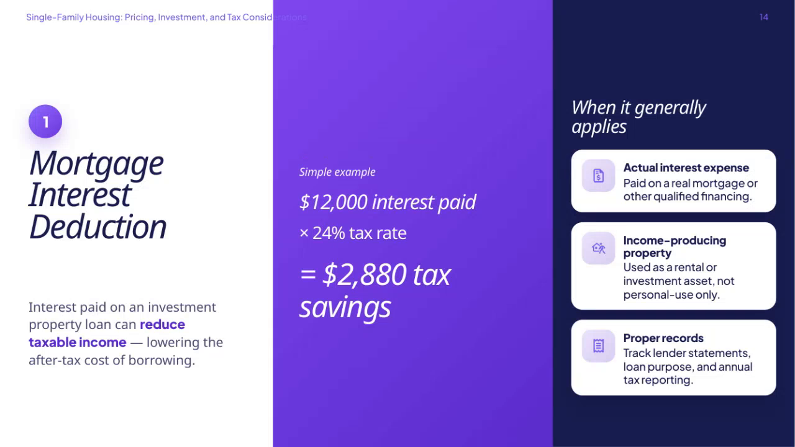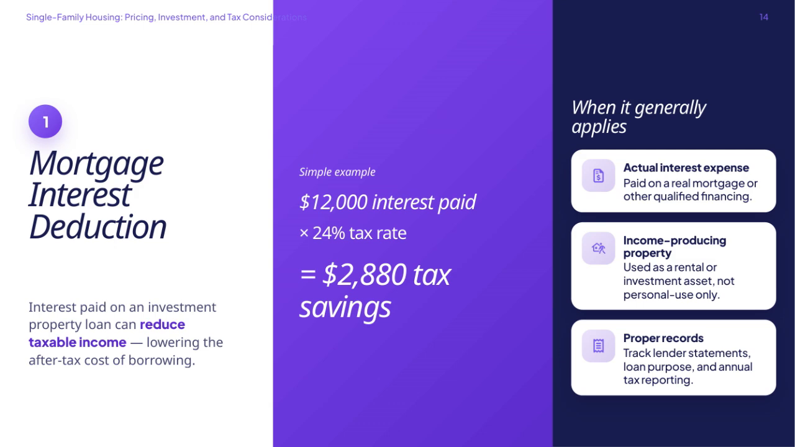Let's talk about the mortgage interest deduction as it applies to investment properties. When you pay interest on a loan for an income-producing property, such as a rental home, that interest can reduce your taxable income. This effectively lowers the after-tax cost of borrowing. For example, if you paid $12,000 in interest and your tax rate is 24%, you could save about $2,880 in taxes. But it's important to note when this deduction generally applies.